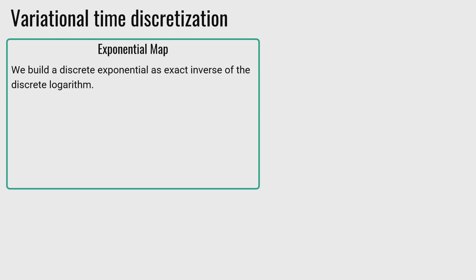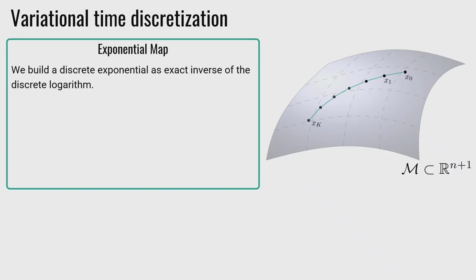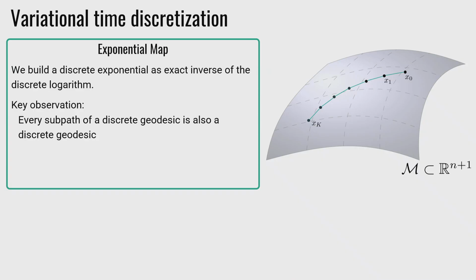Now the inverse, the exponential map, is a bit more involved here. What we want to do is build this as the exact inverse of the logarithm. And the key observation that we make to do this is that every subpath of the discrete geodesic is also a discrete geodesic itself between these two given endpoints. Because basically, we just take the same path energy, we have the same W's there, the minimizer of the whole is also the minimizer of all parts.